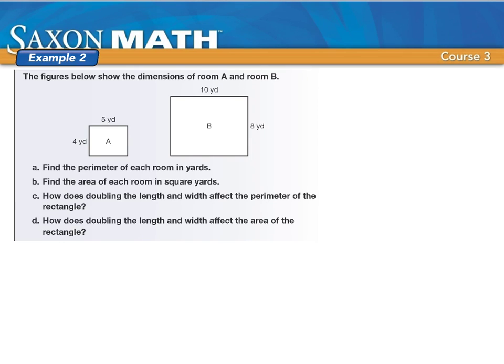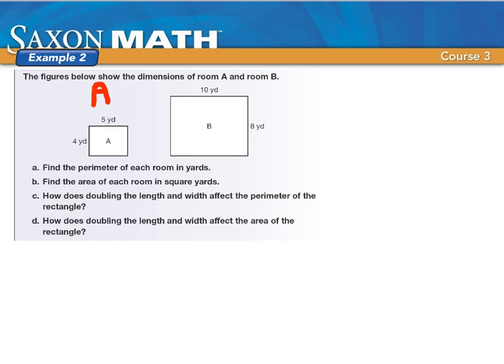Okay, still working with perimeter and area here. The figures below show the dimensions of room A and room B. So I've got two different rooms, and they're both in these pictures here. It says find the perimeter of each room in yards. So we're going to work with the perimeter first.